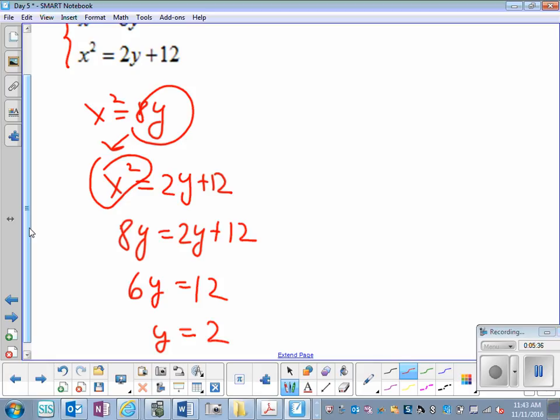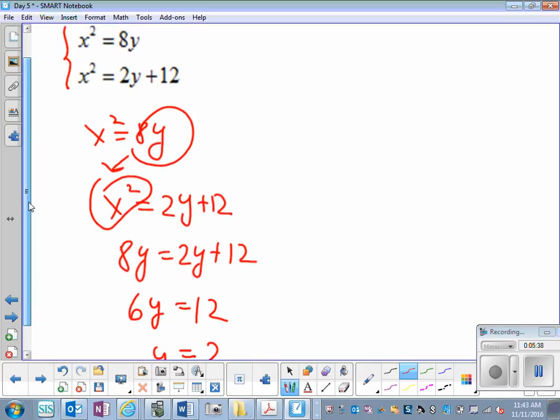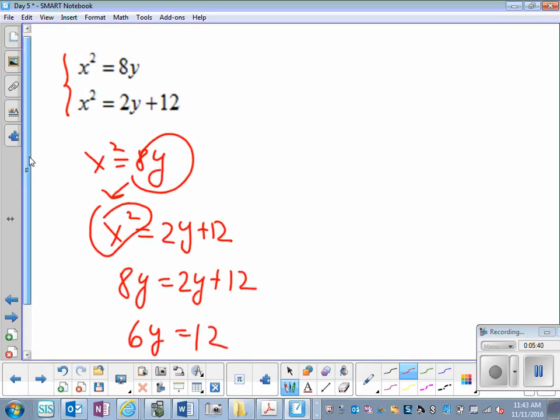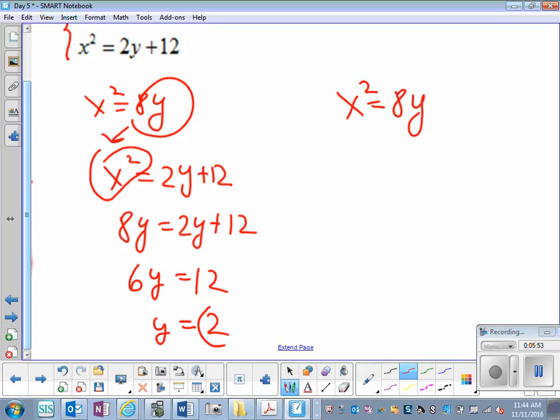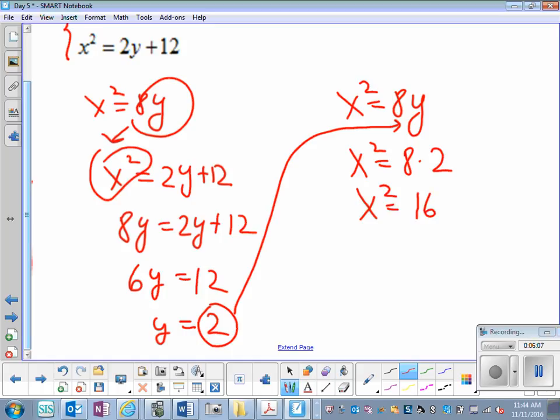Now what do I do? So then you take 2 and plug it into the top equation. Exactly. So x squared equals 8 times 2. Yes, so x squared equals 8y, and now I take my solution for y and plug it in instead of y. So I have x squared equals 8 times 2, which is x squared equals 16. How do we solve this?